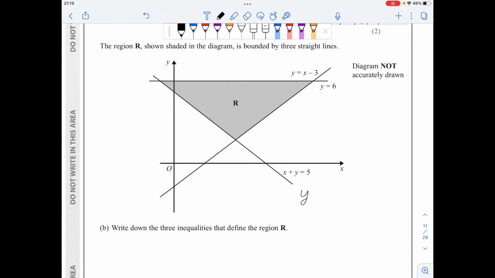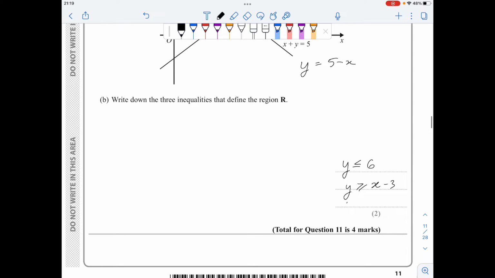I will rearrange this as y is equal to 5 minus x. So the region above this line is y is bigger than or equal to 5 minus x. And note that any rearrangement of this formula is still correct. For example, for the last one, you could have y plus x is bigger than or equal to 5.